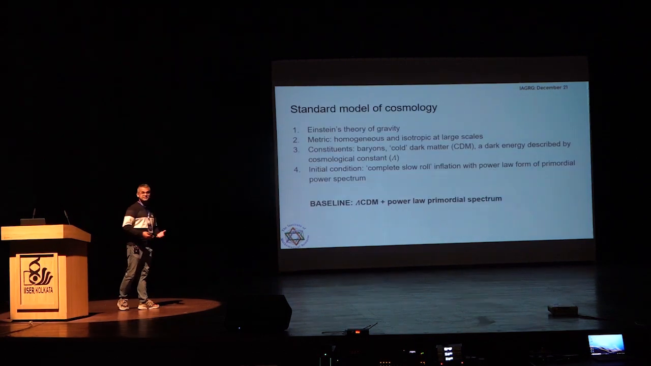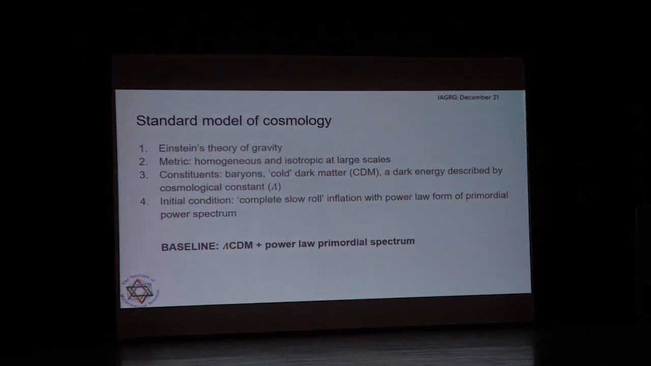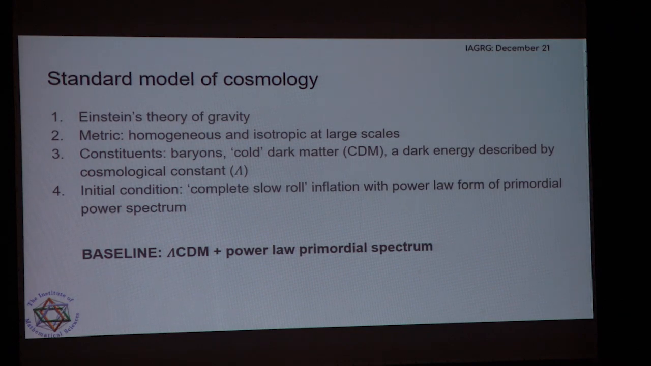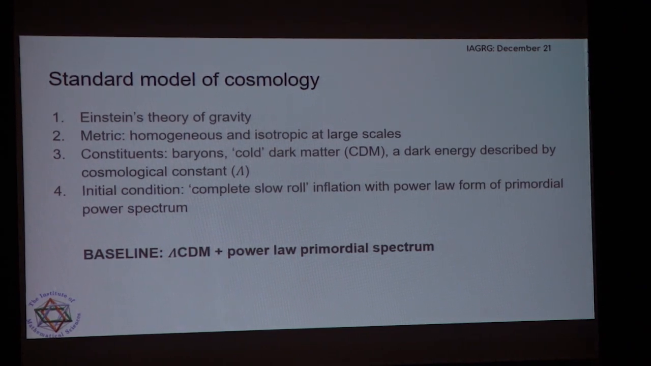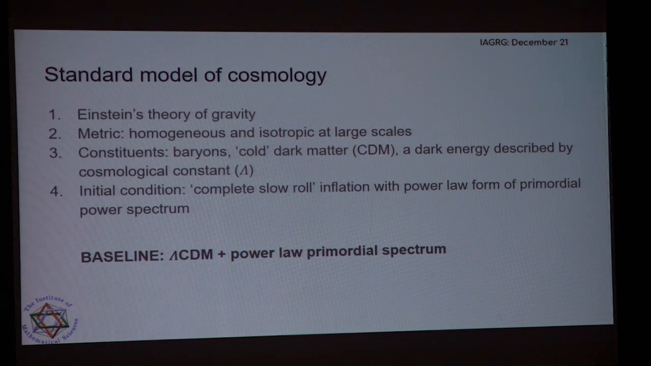All right. So what is the standard model of cosmology? I assume that Eleonora and other speakers of this conference have already spoken about it, but just in a nutshell, I would like to stress again that in the standard model of cosmology, we accept that the theory of gravity is given by Einstein's theory of gravity, G_mu nu equal to 8 pi G T_mu nu. The metric is homogeneous and isotropic at large scale. This is an observational fact that we have found. The constituents of the universe are baryons, cold dark matter, and a dark energy described by the cosmological constant lambda. And for the initial condition, this is very important, I will be basing my talk mainly here.